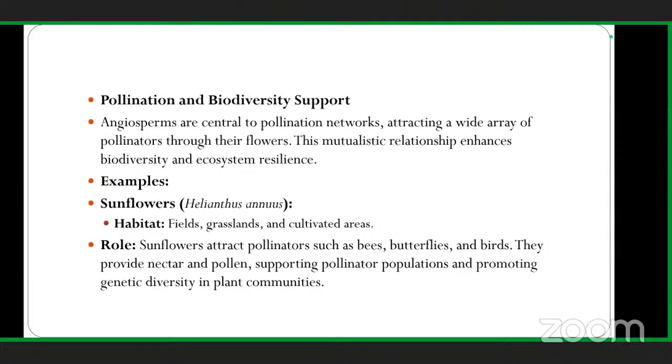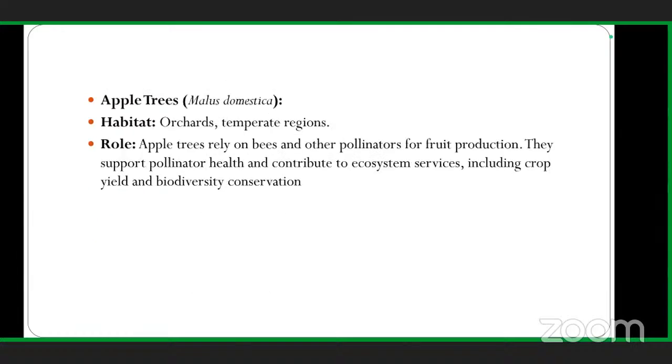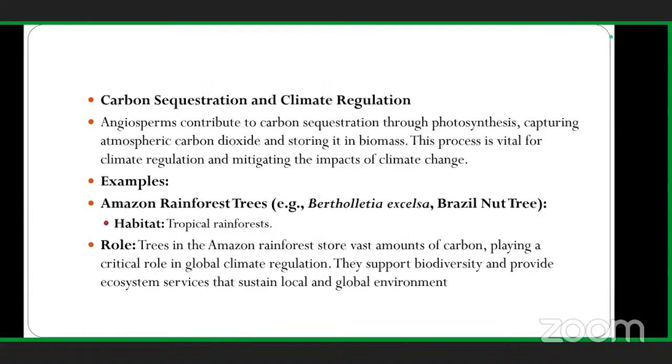Next, they also help in pollination and biodiversity support. It means different pollination networks will come, whether wind, water, or insects. Like the sunflower, you will see pollinators like bees, butterflies, and birds come, and they get nectar and pollen, supporting pollinator populations. The insects help the plants in pollination, but as a result, the plants also give them rewards like nectar and nutrients. So they provide huge biodiversity support. An example is the apple tree.